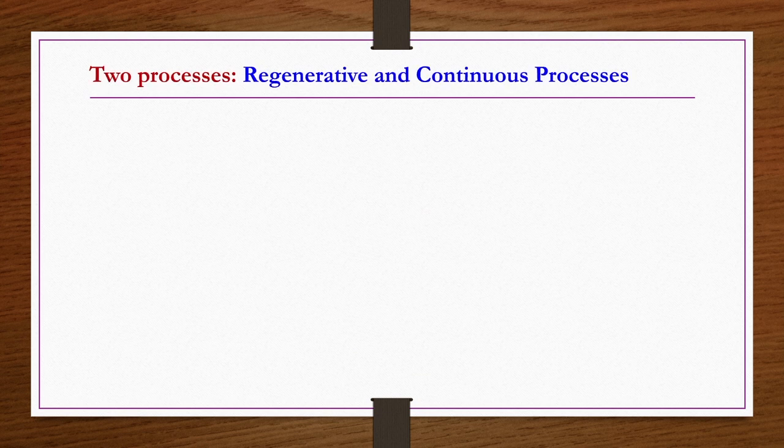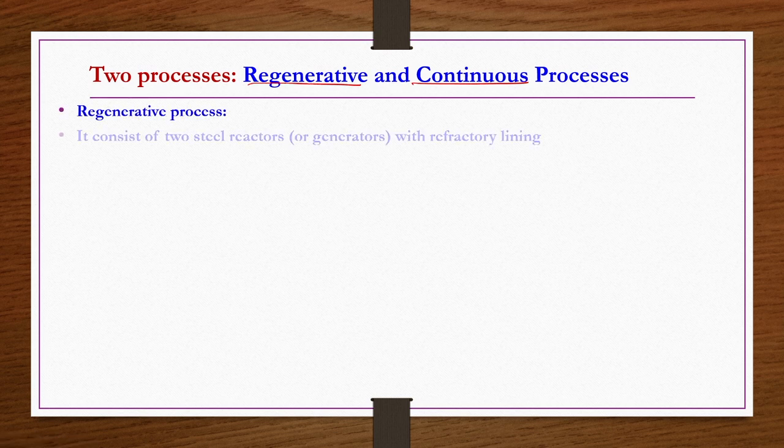There are two processes to get water gas from these sources using air and steam. They are the regenerative process and the continuous process. We will see both of them. Let us start with the regenerative process. The regenerative process consists of two steel reactors or generators with refractory lining.